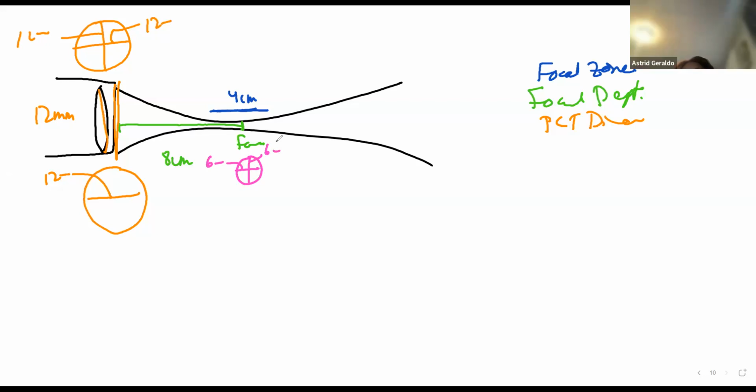Yeah, I get it now. I was trying to divide 8, so I was confused as to why it wasn't 4. No. Your 8 centimeters, my dear, that's the depth at which the beam focuses.